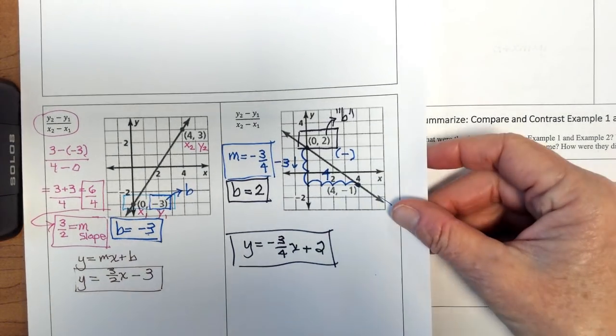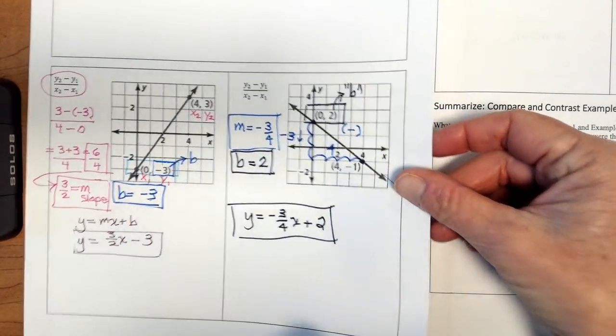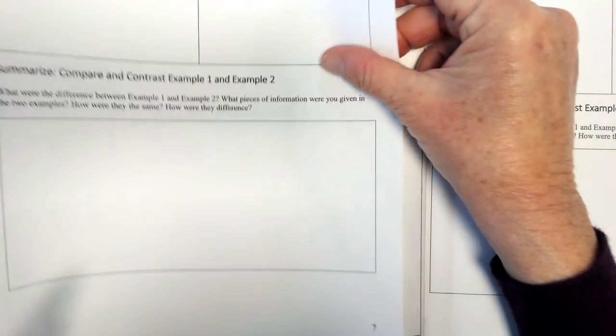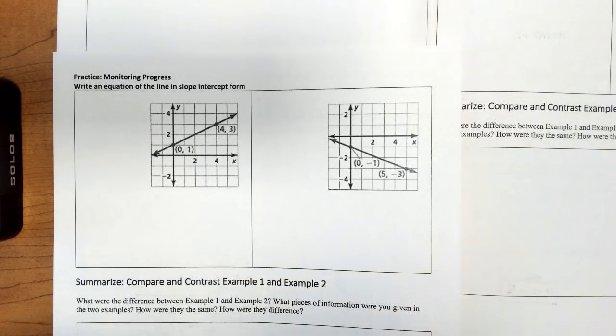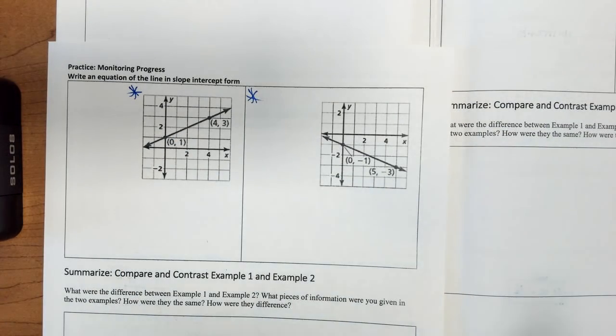So now what I'd like to do is make sure that you're able to do this on your own. Flipping over to page 7, I'd like to make sure that you do both this example and this example on your own.